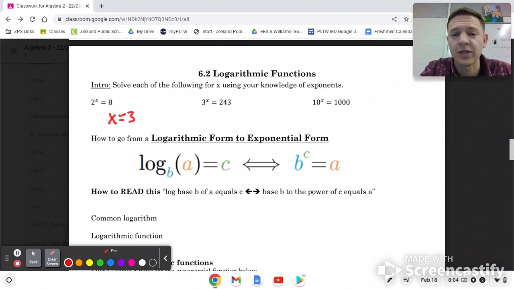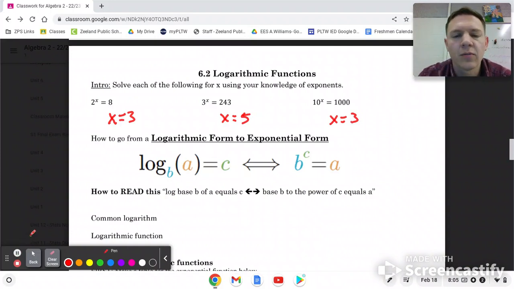Next one, 3 to the what is 243. Again, hit pause, mess around your calculator, see if you can figure it out. It's going to be x equals 5. 5 on 3, so 3 to the 5th is 243. And finally, 10 to the what is 10,000? That's 10 to the third is 10,000.